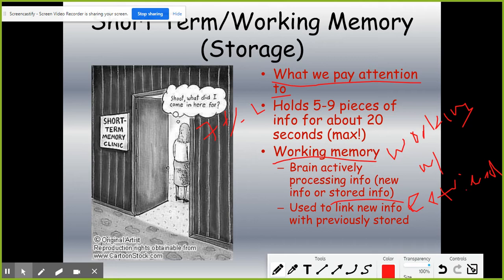So we're going to do a little activity just to demonstrate what we mean by 5 to 9 pieces of information. I need everybody to get a sheet of paper and a pencil.